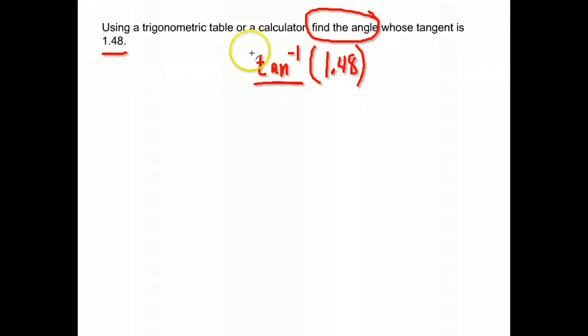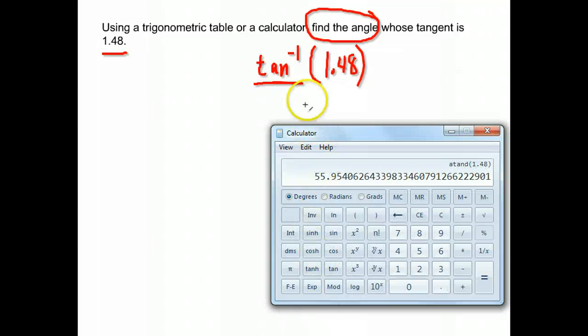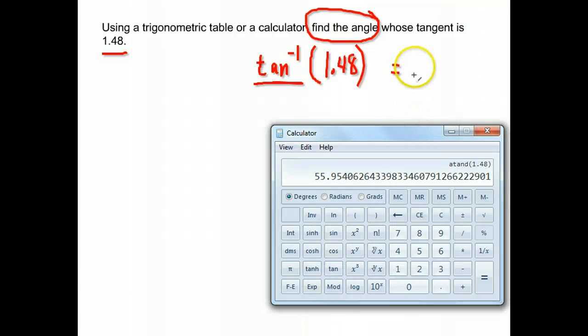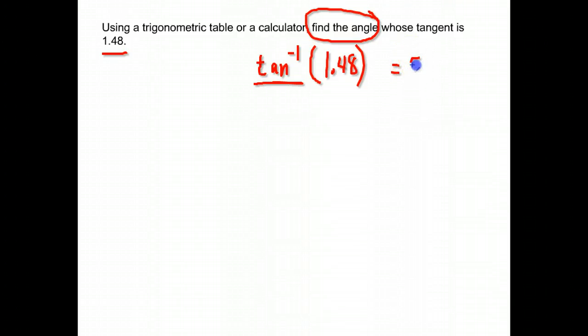Basically what I did was the inverse tangent of 1.48. And again, what that answers is, what's the angle? The ratio comes out to 1.48. What was the angle that came from? And on my calculator, I'm going to round to the nearest hundredth. I get 55.95 degrees.